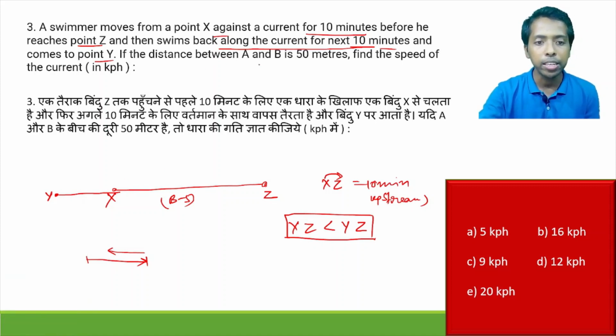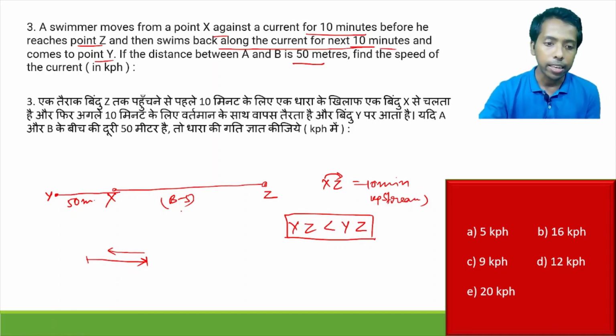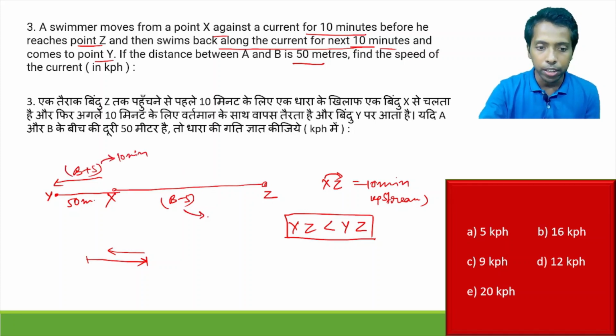And now the distance between A and B is 50 meters, this is 50 meters. Now what it's saying: 10 minutes for upstream, 10 minutes for downstream. Now if we consider that this is B minus S, and up to this is B plus S, this is also for 10 minutes and this is also for 10 minutes. If we take the difference, what would happen? The boat speed is the same for both cases, so the time difference is also the same.